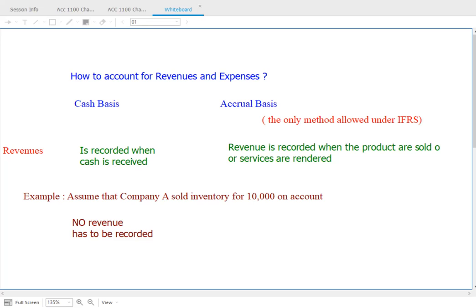While if the company is using the accrual base, which is the acceptable method under IFRS, they're going to say, okay, the company sold inventory. According to the definition of revenue, revenue is recorded when the company sells products, and the company sold the products. So under the accrual base, yes, revenue will be recorded, despite the fact that no cash is received. We don't have to wait until the cash is received. Once the products are sold, revenue can be recorded.